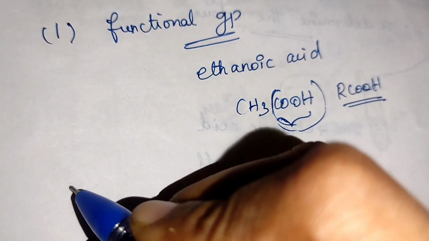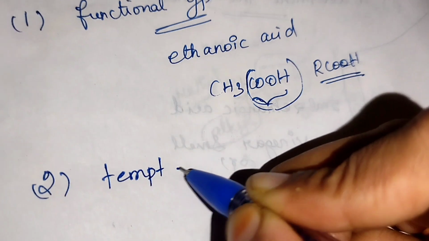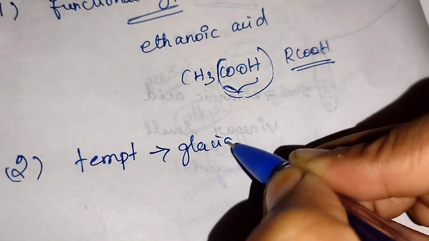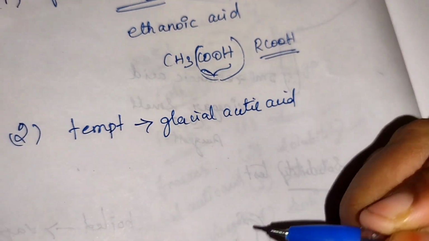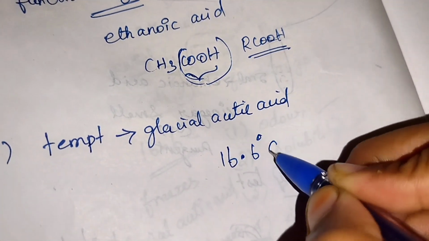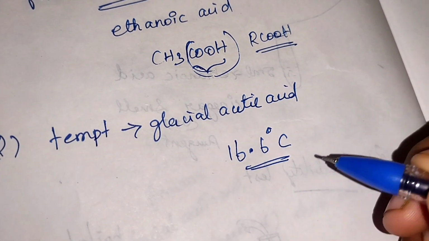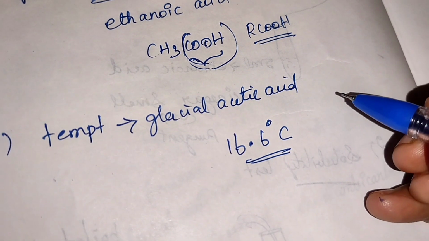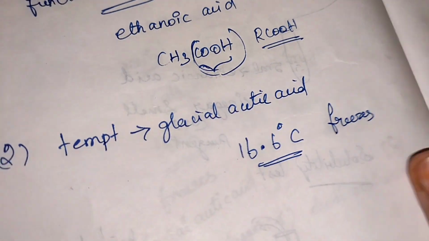And the second question is, at what temperature will it turn into glacial acetic acid? At 16.6 degrees Celsius, it freezes. So at 16.6 degrees Celsius, normal acetic acid will freeze, and then it is called glacial acetic acid. This is the second question.